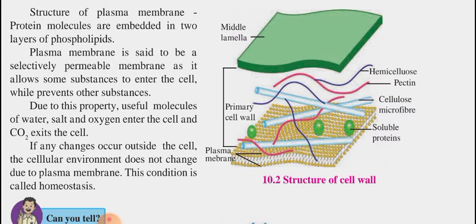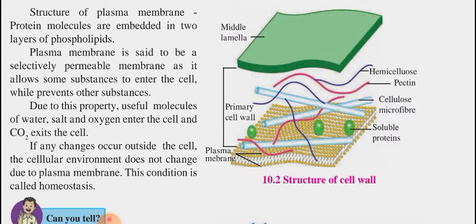So we can say structure of plasma membranes. Protein molecules are embedded in two layers of phospholipids. Plasma membrane is said to be a selectively permeable membrane as it allows some substances to enter the cell while it prevents other substances. Due to this property, useful molecules of water, salt, oxygen enter the cell and carbon dioxide exits the cell. Obviously in our body, everywhere, carbon dioxide entry is there and exit is also there. For the same, there are pores, and through the pores it will exit.